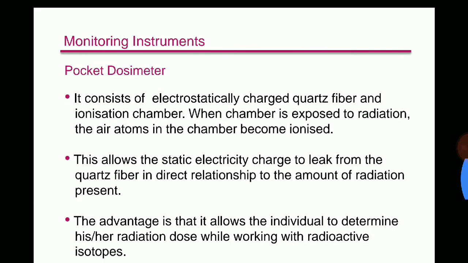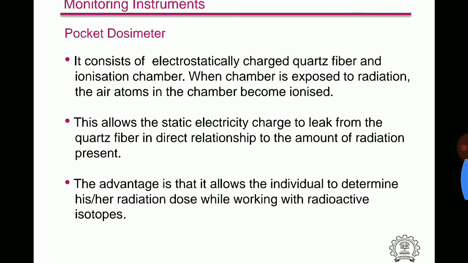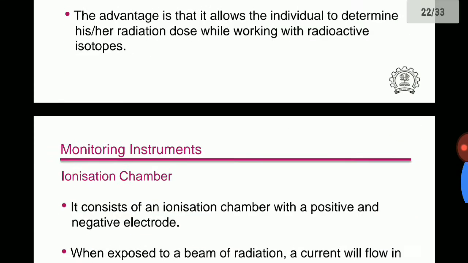Pocket dosimeters. It consists of an electrostatically charged quartz fiber and an ionization chamber. When the chamber is exposed to radiation, the air atoms in the chamber become ionized. This allows the static electric charge to leak from the quartz fiber in direct relationship to the amount of radiation present. The advantage is that it allows the individual to determine his or her radiation dose while working with radioactive isotopes.